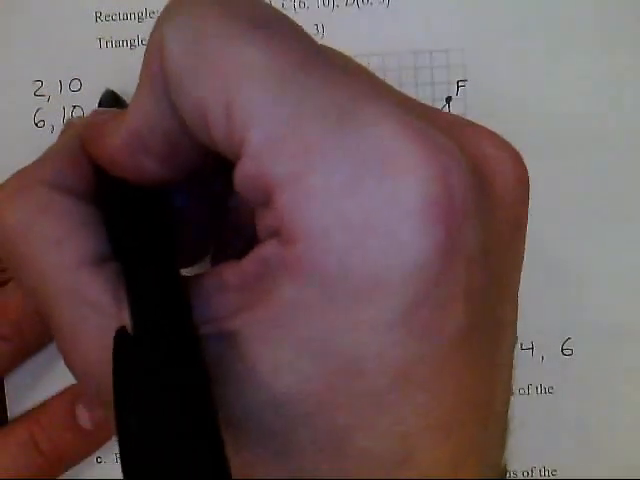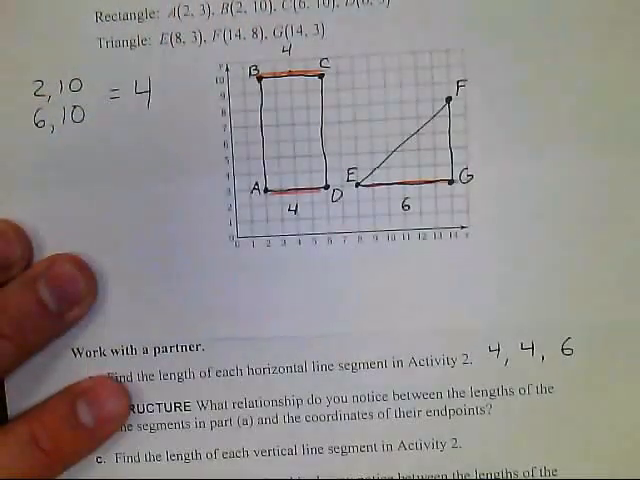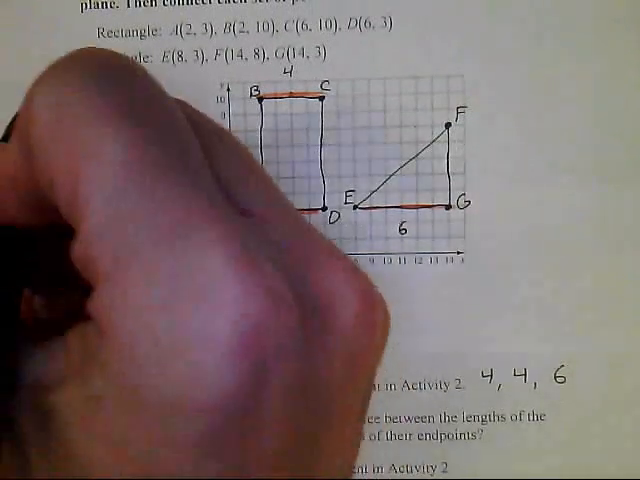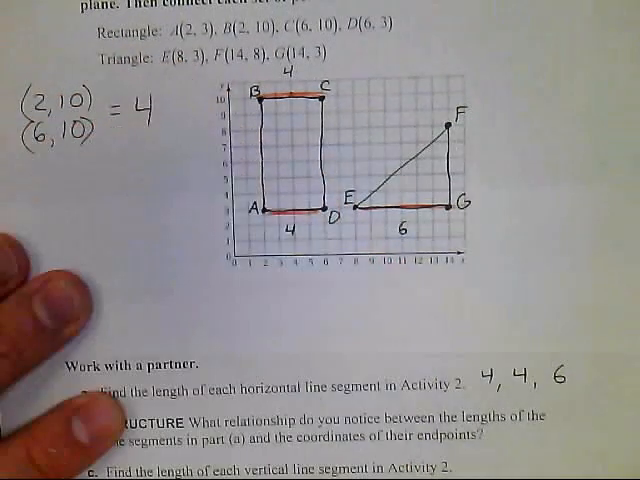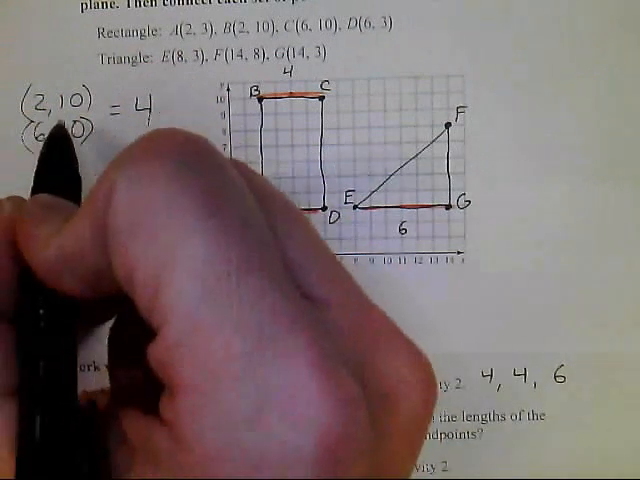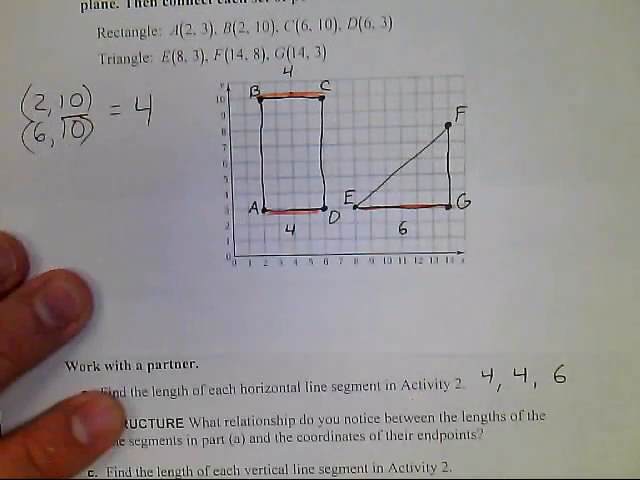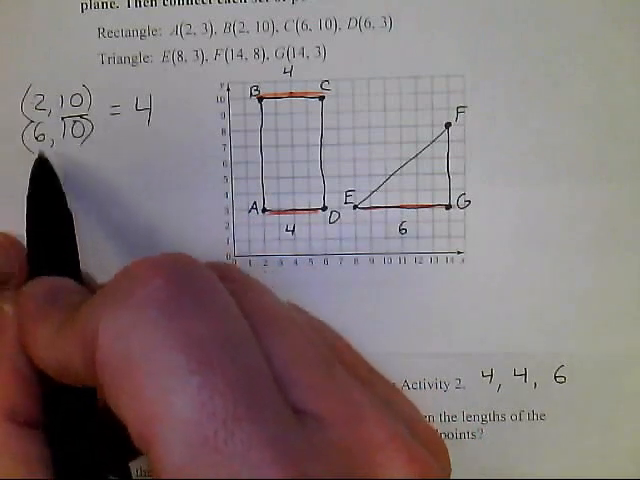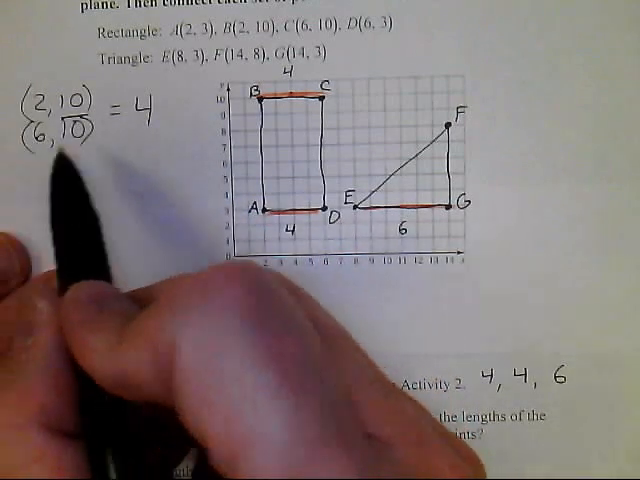And if you'll recall, the length of that line segment was 4. And so what they want to know is what relationship do these coordinates and the number 4 have to do. And you probably noticed the same thing I noticed, is that the 10s were the same, but the 6 and the 2 were different. In fact, the difference of 6 and 2 is 4. So I subtract 6 and 2, it's 4.